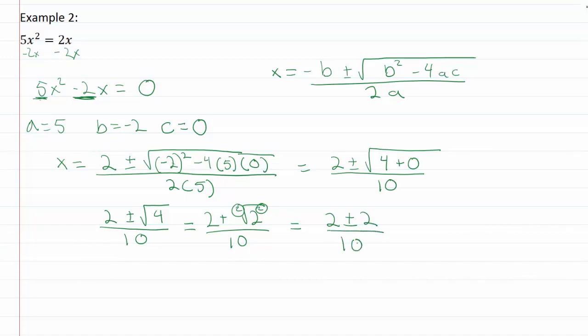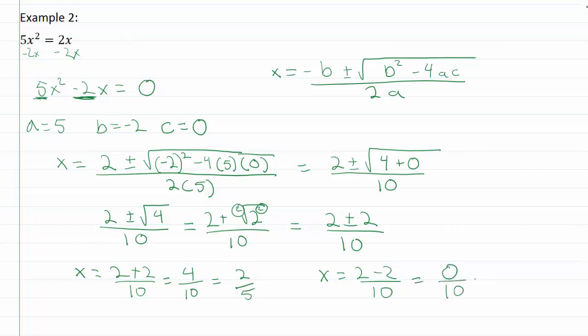So in this case, we've been able to completely eliminate the radical, so we're going to have two different possible x's. We'll have x equals 2 plus 2 divided by 10, and we'll have x equals 2 minus 2 divided by 10. Okay, so this will be 4/10. When we reduce that fraction, we get 2/5. And this will be 0 divided by 10. 0 divided by anything is still just 0. So that is how you deal with missing terms in the quadratic formula.